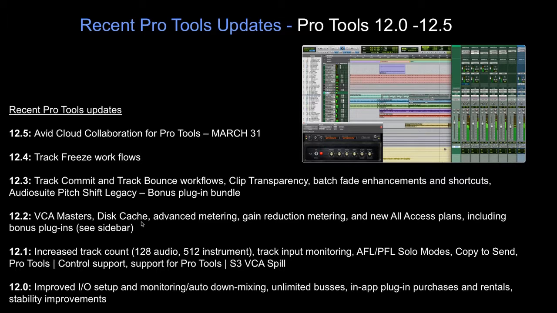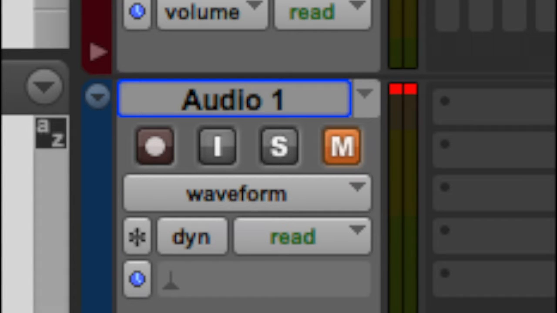So a couple of these really cool features that people have been asking for are track freeze and track commit. Track freeze, simply put, you can freeze all the plugins on your track and render the audio based upon what's on your track. So if you have 5 plugins, you want to free up some CPU power, you click the little snowflake on your track, and it freezes everything in place, and you can unfreeze it at any time.